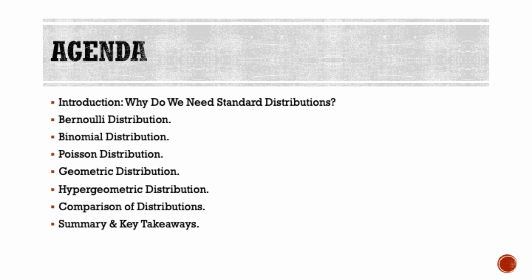This is the distribution you use when you're drawing cards from a deck or selecting items from a batch without putting them back. We'll also compare all 5 distributions side by side so you can clearly see when to use each one. By the end of this lecture, you'll have a solid understanding of the most important discrete distributions and be able to choose the right one for any problem you encounter. So let's dive in and start with the question: why do we even need standard distributions in the first place?